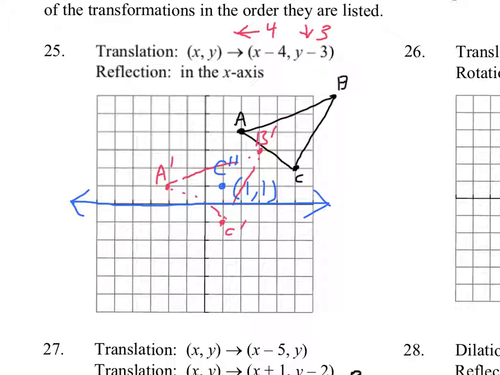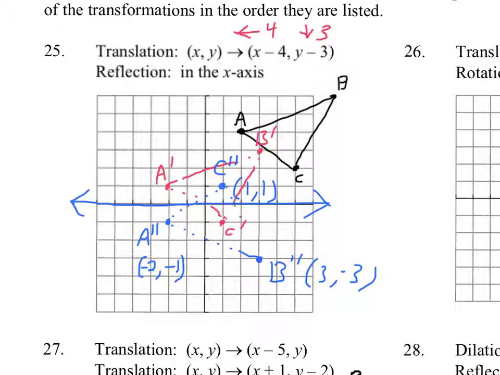A prime is 1 unit away, so it's going to go 1 unit this way. So A double prime is at negative 2, negative 1. And B prime is 3 units away, so count 3 units down. And there's B double prime at 3, negative 3. And we'll want to connect those dots.